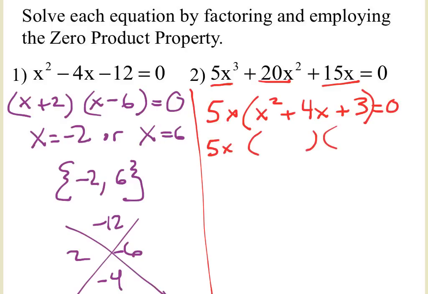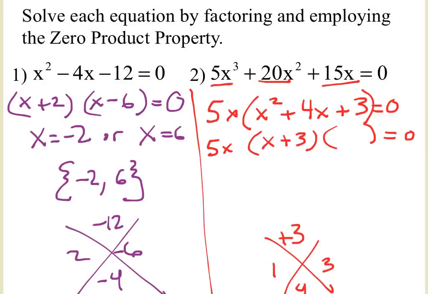So I keep my 5x. I have to break down and do my little x marks the spot: what multiplies to 3 and adds to 4? About 3 and 1. So I get x plus 3, x plus 1. My solutions, if I add all 3, are going to be 0, negative 3, and negative 1. Stop the recording if you need to take notes.